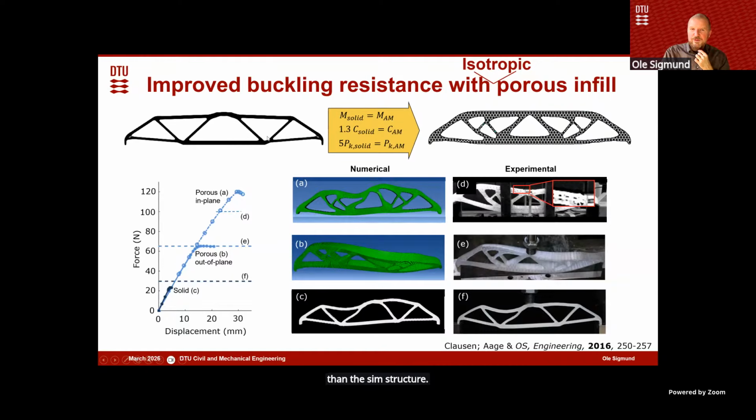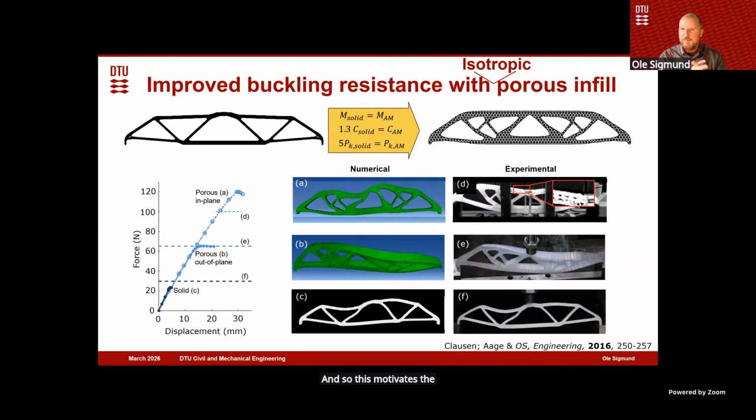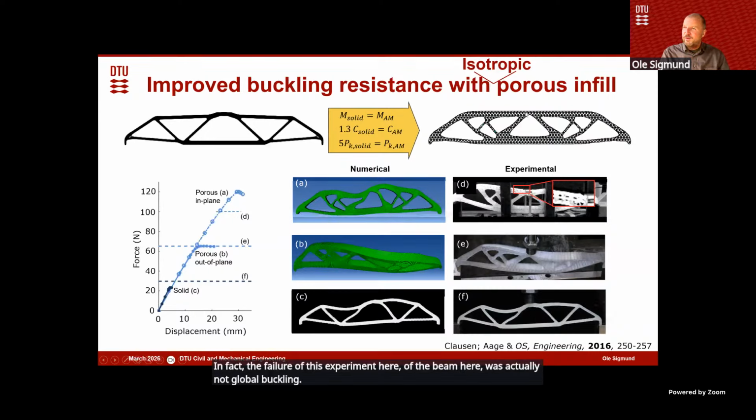The conclusion of this paper, which we also checked numerically, non-linearly, and with experiments, is that if we sacrifice stiffness a little bit, then we can gain a lot in buckling even when using isotropic porous microstructure. And so this motivates the use of isotropic porous microstructure. In fact, the failure of the beam in this experiment was actually not global buckling. It turned out to be local buckling.